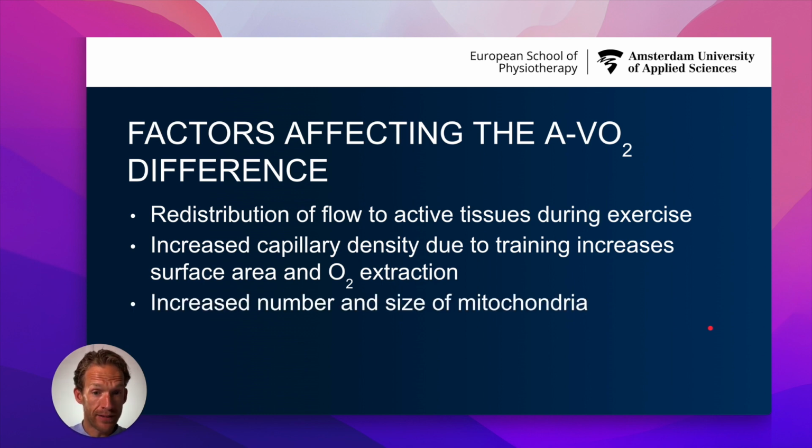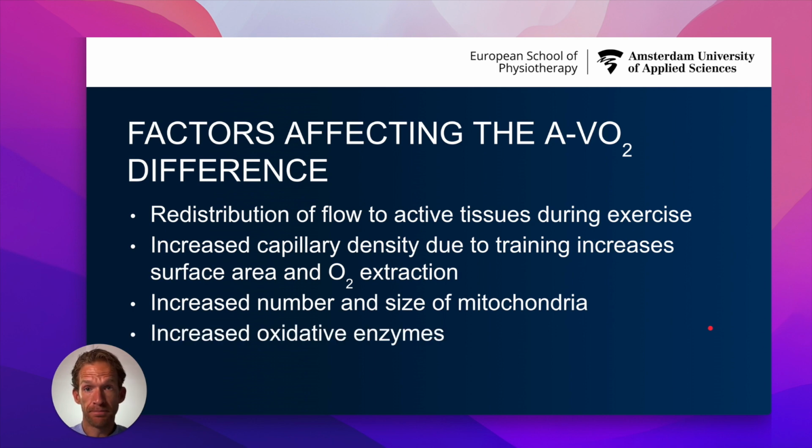Also, the capillary density is something that over time at least can change. So a training effect is an increased capillary density, which will allow even better extraction of O2 from the blood that is passing those capillaries by skeletal muscles. And that is due to the number of mitochondria mainly, and the efficiency of all the enzymes that are related to those mitochondria.